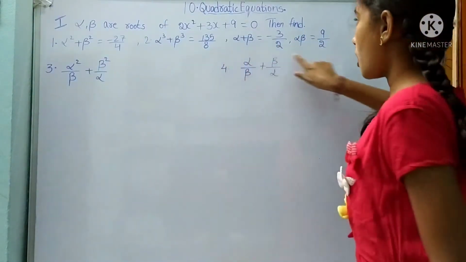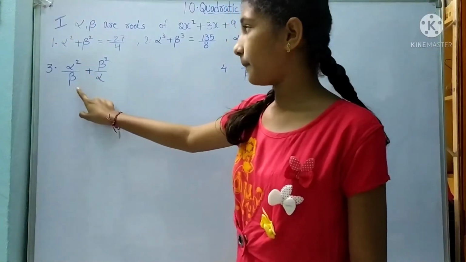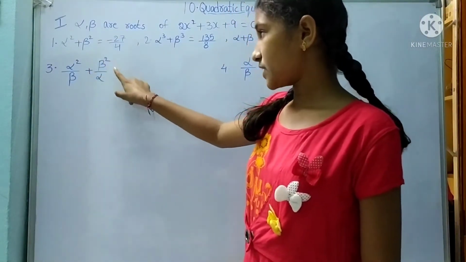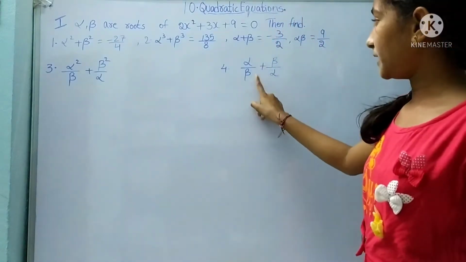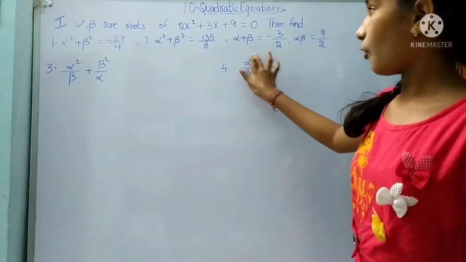So with these four equations we have to find alpha square by beta plus beta square by alpha, and alpha by beta plus beta by alpha. So we have to find the sums with these four.